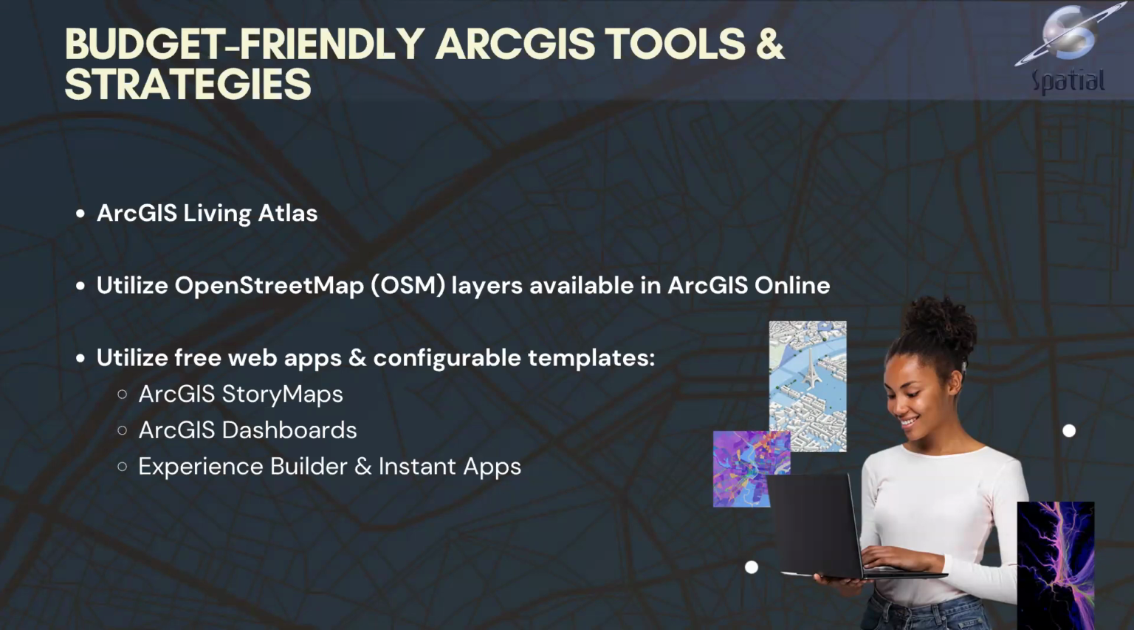Another budget-friendly tool that we encourage you guys to utilize are the OpenStreetMap layers, aka the OSM. So the OpenStreetMap layer, it's a crowdsourced mapping platform that provides detailed geographic data, such as roads, buildings, and land features. And this is extremely good if you want to enhance your maps. And it's also great for urban planning, disaster response, and even navigation projects in general.